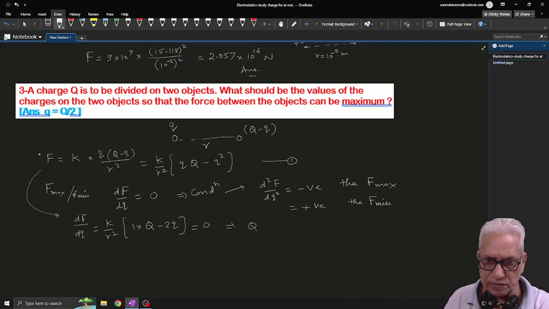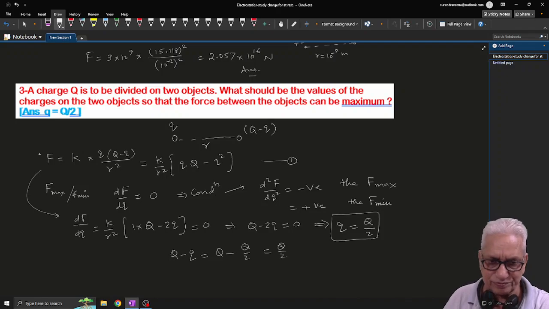Q minus 2Q is 0, and Q equal to capital Q divided by 2. This is the charge on first body, and charge on second body is given as Q minus Q. It means Q minus Q means Q by 2. It is also coming here Q by 2. The charges on both the bodies are Q by 2 and Q by 2.